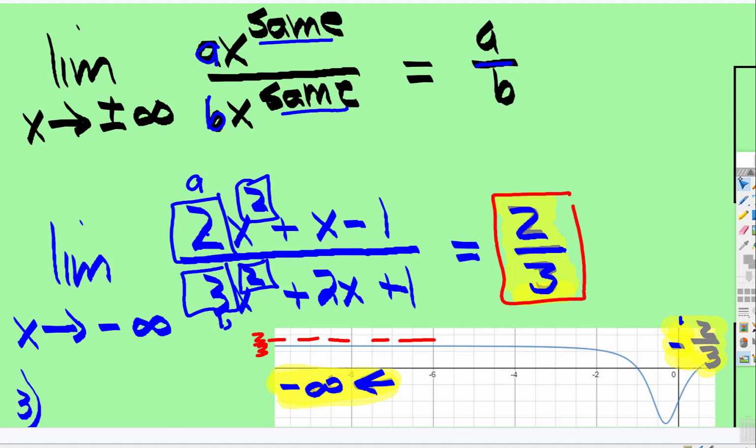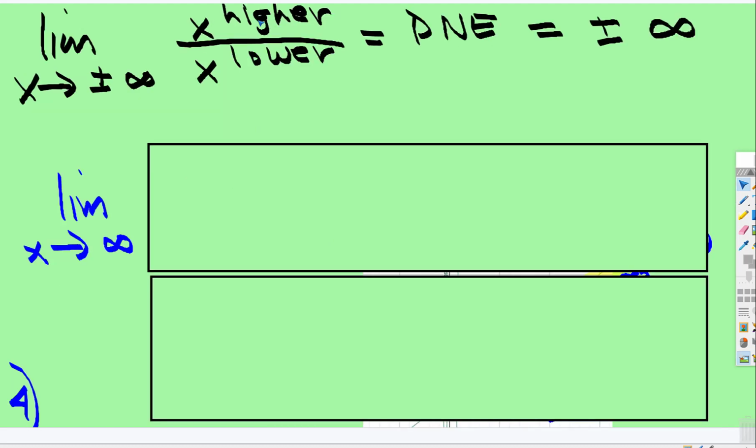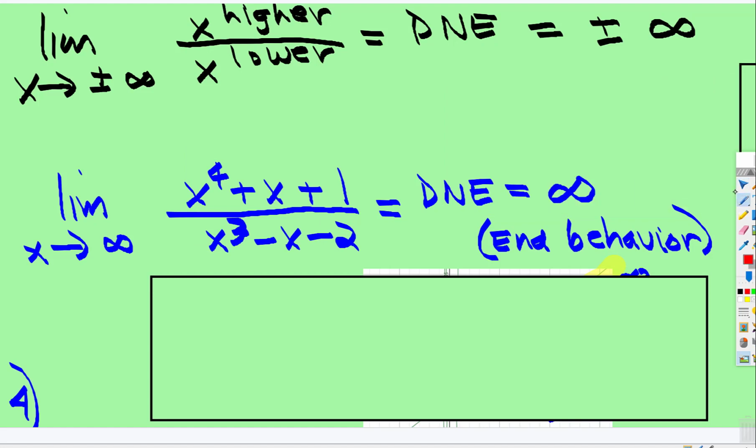And then the final example is when the degree in the numerator is higher than the degree in the denominator. Technically, the limit does not exist, but we want to know where the graph is headed. It doesn't exist because the left and the right are not going to agree. So let's look at an example: x to the fourth plus x plus 1 over x cubed, subtract x, subtract 2. Because the highest degree in the numerator is higher than the highest degree in the denominator, technically the limit does not exist, because the behavior on both sides won't agree.